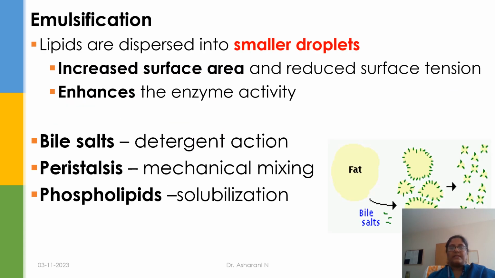So we will see what this emulsification is. Emulsification is where lipids are dispersed into smaller droplets, which increases the surface area and reduces the surface tension. So when a large fat globule is broken down into smaller particles, there is increased surface area so that enzymes can act easily. Apart from that, bile salts help in detergent action, causing emulsification, and mechanical mixing happens by peristalsis, and the important compound lipid, phospholipids, will help in solubilization of these particles.